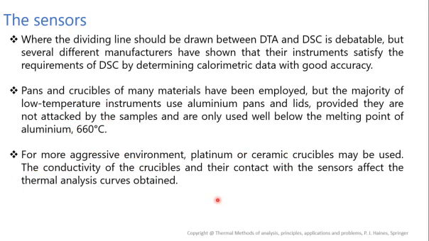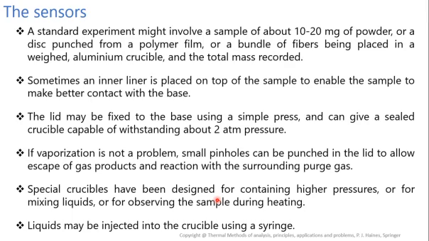For more aggressive environments, platinum or ceramic crucibles may be used. The conductivity of the crucibles and their contact with the sensors affect the thermal analysis curves obtained. A standard experiment might involve a sample of about 10 to 20 mg of a powder, or a disc punched from a polymer film, or a bundle of fibers being placed in a weighed aluminum crucible, and the total mass should be recorded.